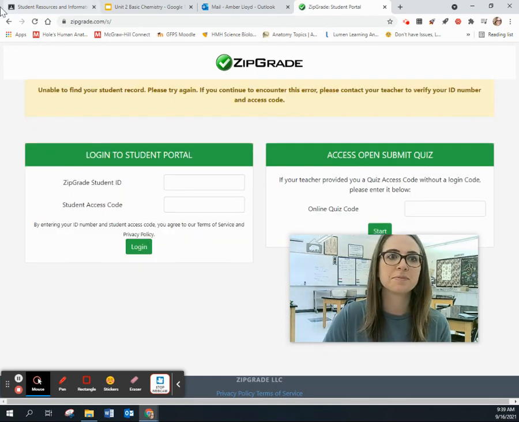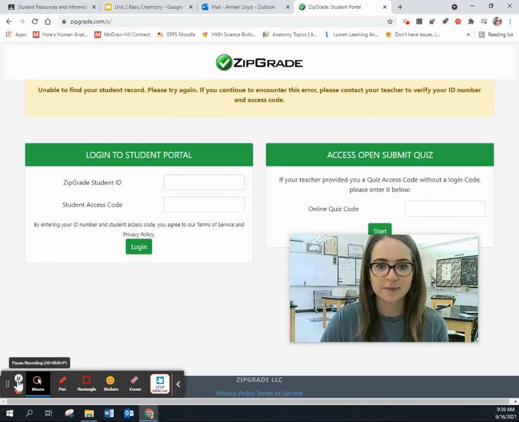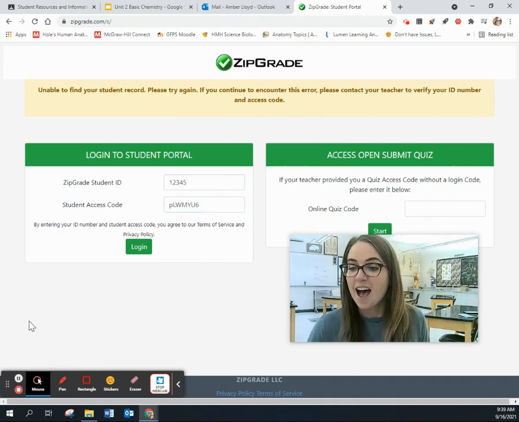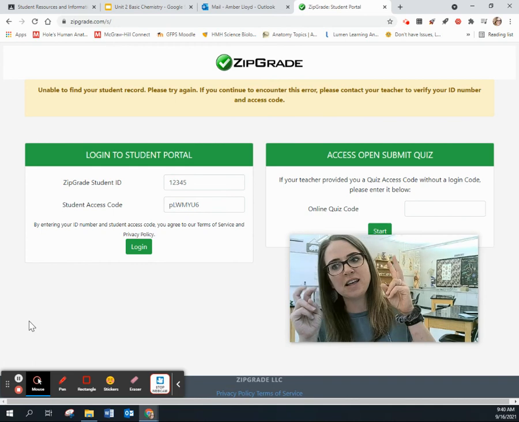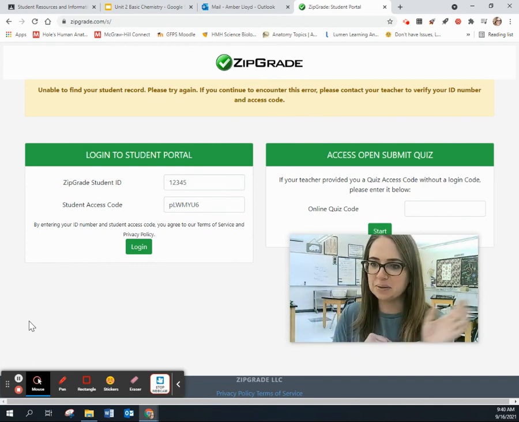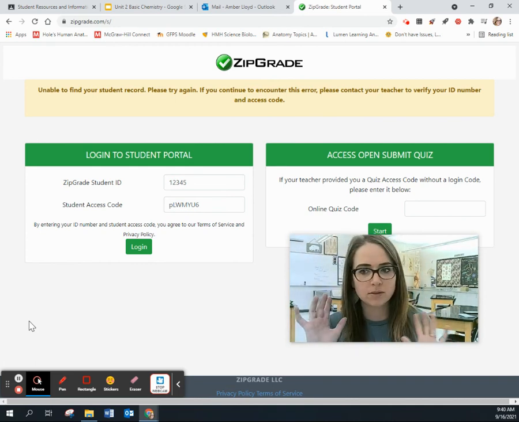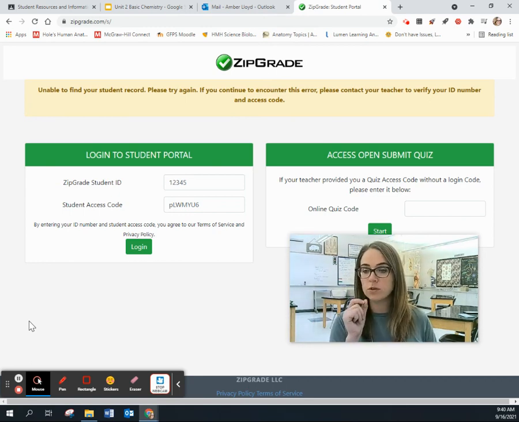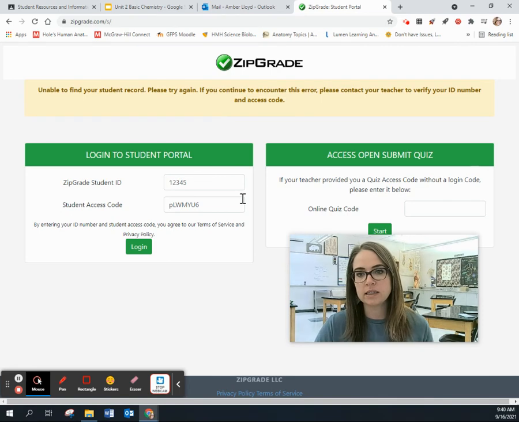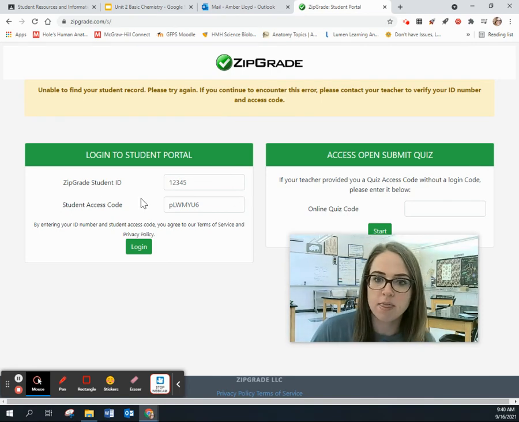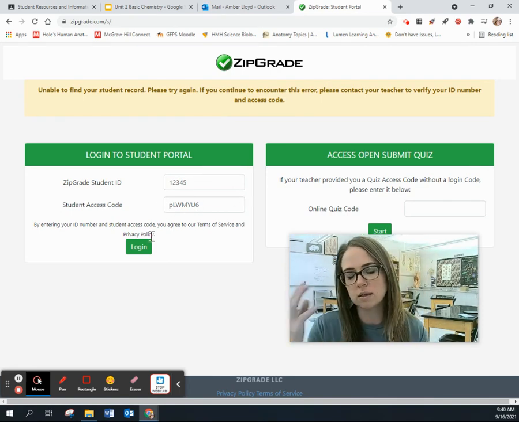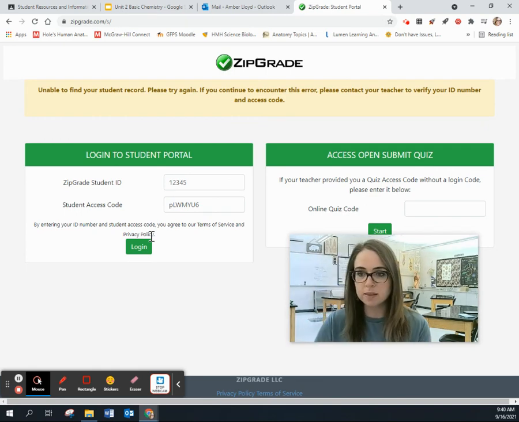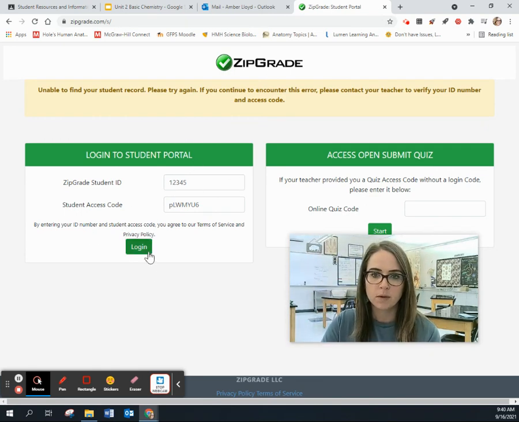Nope. I'm going to pause this real quick. I emailed myself the wrong access code, so I had to go look that up. This is what makes mistakes all the time. If something doesn't work for you with the login, please let me know. I gave myself the student ID 12345, and then here's my access code that the system automatically generates. And this is why I have to email each of you your code.